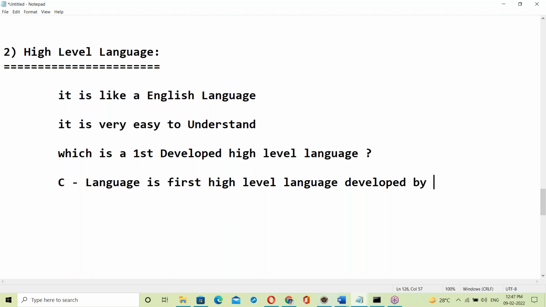C was officially developed before other languages. Of course, we have B language and other different things, but C is the officially released, officially used computer language. Okay, C language, the first high level language. Who developed C language?